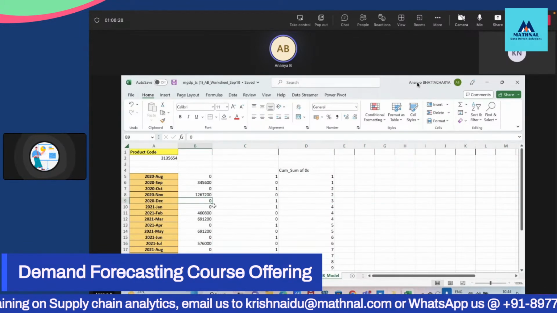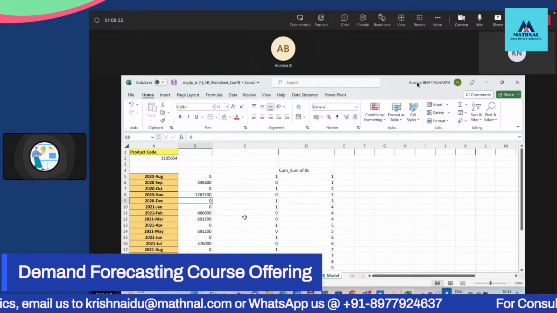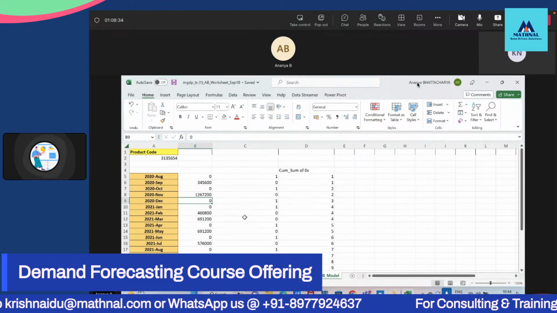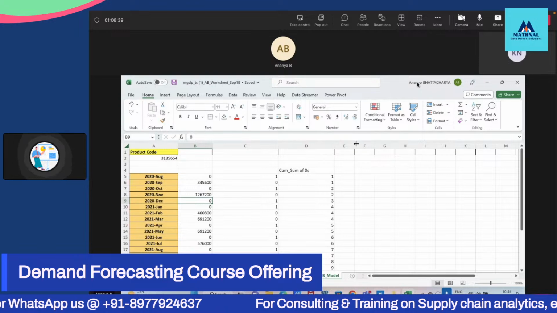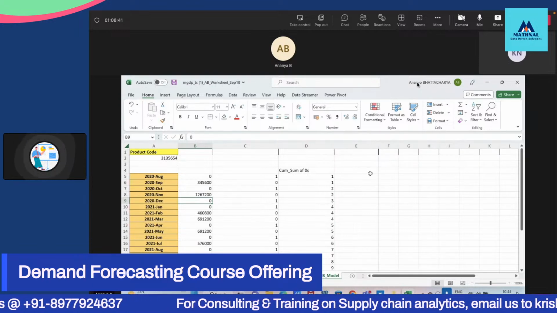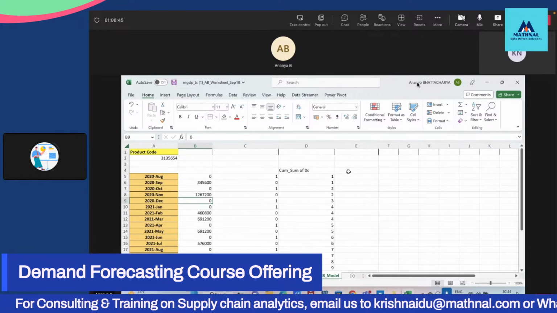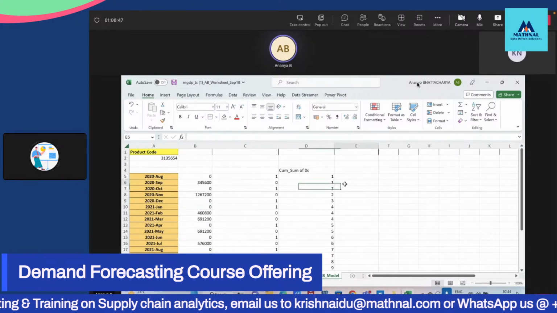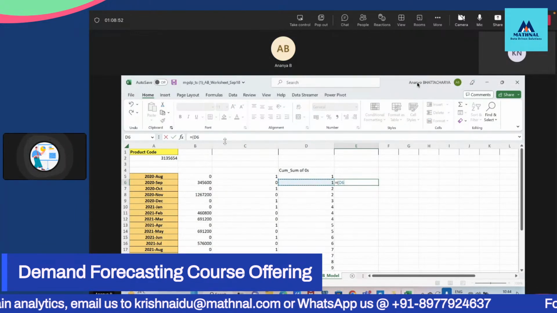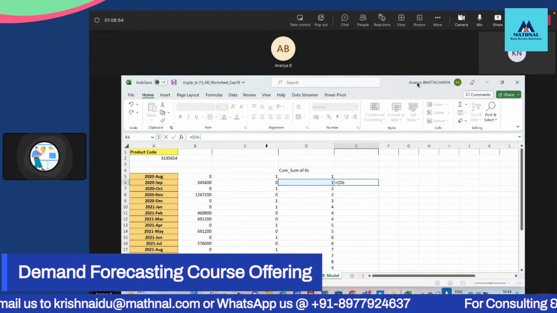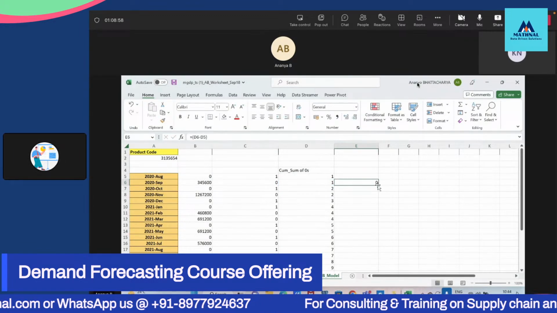Yeah, that also we will do. Now subtract this. In the column E, subtract the 2 consecutive values. So you have to start from 6 here, D6 minus D5. Now drag the formula.